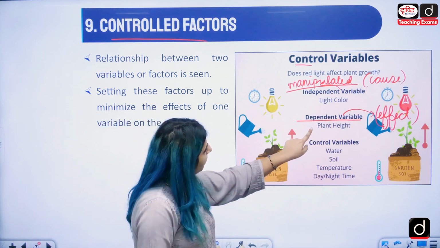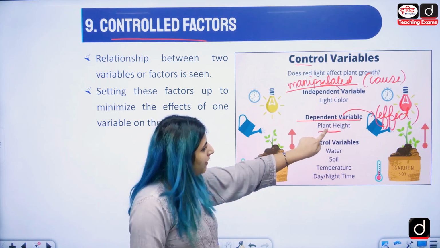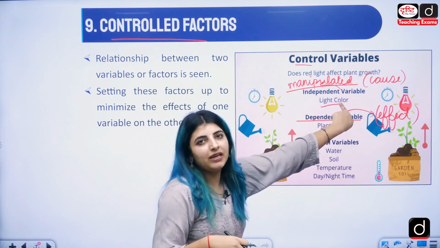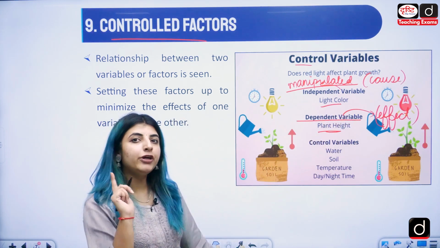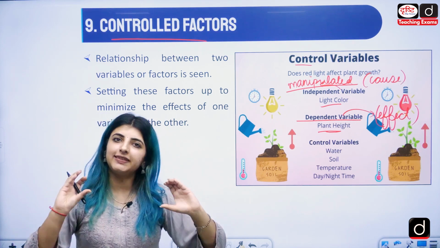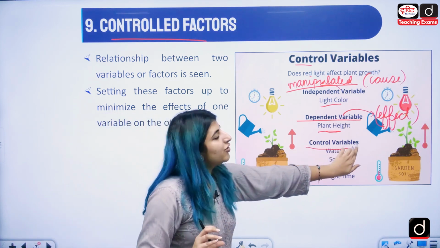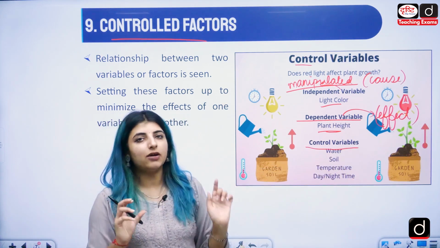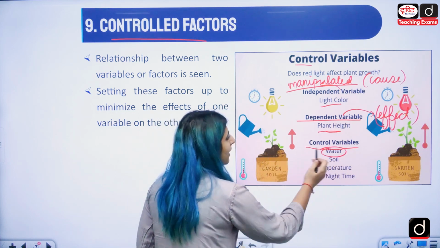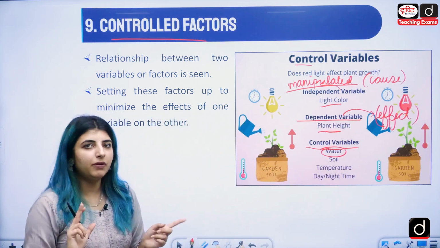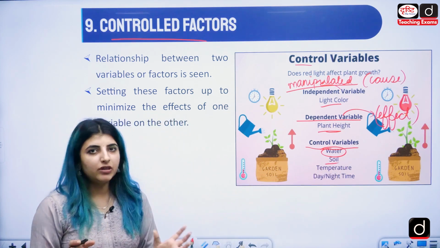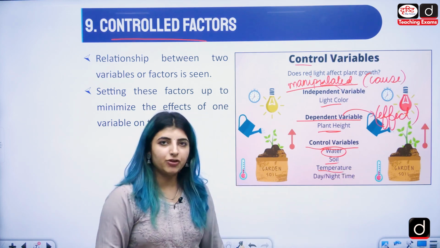Let's just say dependent variable है plant height, कि plant की height कितना बढ़ेगी, उसके ऊपर कितना असर होगा, depending on the light color. So I am going to observe two different plants, keeping them under same conditions. So those conditions would be my controlled factors or controlled variables. What are those now? See here. I will put the same amount of water in both the plants. I will keep the same type of soil for both the plants under the same temperature.